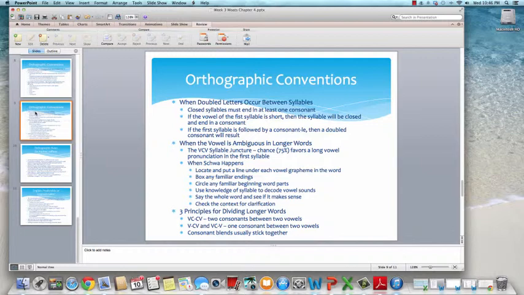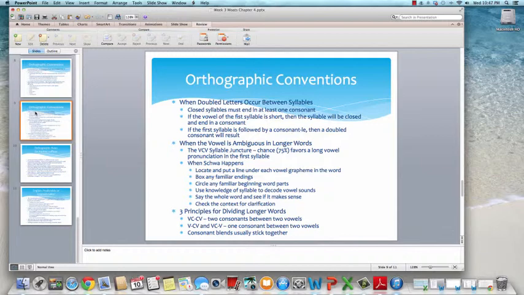When the vowel is ambiguous in longer words, all right, so here's where we get to multisyllabic words, and you have that schwa. In general, the VCV, vowel consonant vowel syllable juncture, is essentially chance, or 75% favors a long vowel pronunciation in the first syllable if you have a VCV in the first syllable. And this makes schwa happen, though, sometimes in the other 25%. So it's essentially guesswork to know whether it's going to be a schwa or not in a multisyllabic word. Okay, so is it vowel consonant vowel or vowel consonant vowel? Which is it going to make, long vowel, short vowel, schwa? How do you help a student determine that?